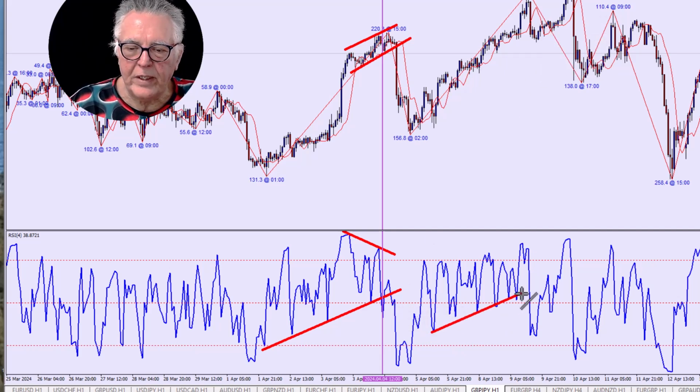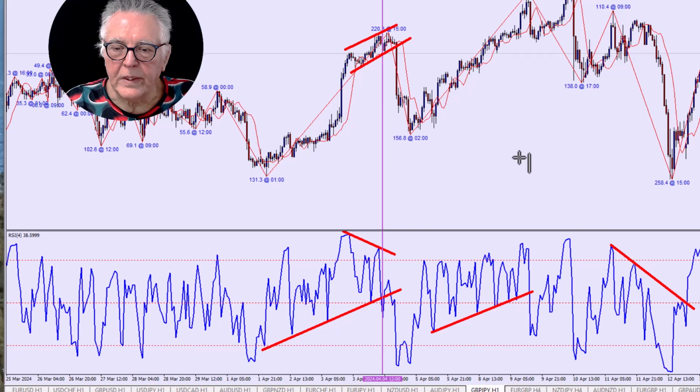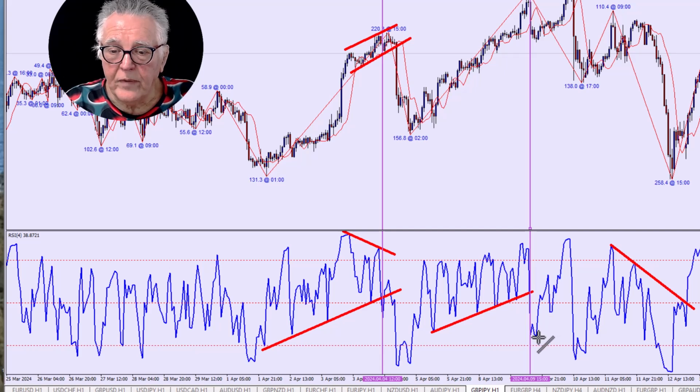So here's another trend line violation. Here is another trend line violation. So let's just have a look at them. Let's see, when did that one happen? Okay, so that one happened a bit too soon. Here's another one. Let's see.